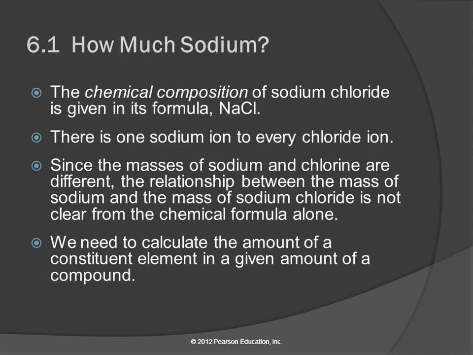The chemical composition of table salt, sodium chloride, is NaCl. That tells us there's one sodium ion for every chloride ion. But because the sodium ions and the chloride ions don't weigh the same amount, we can't say that sodium is just half the mass of the sodium chloride. So we have to actually calculate the mass of sodium in a given amount of sodium chloride.